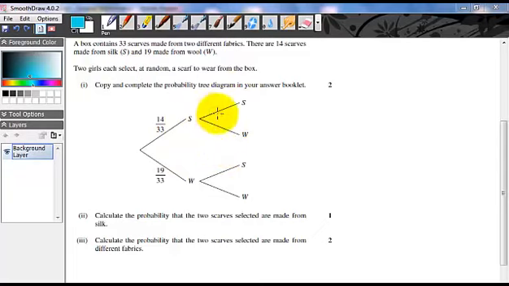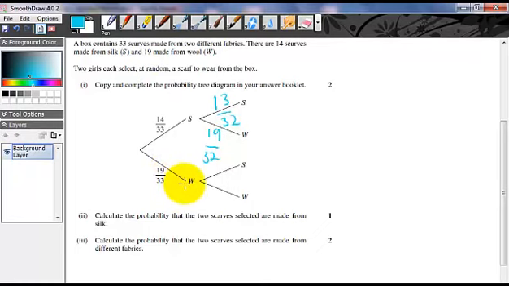So let's see if we can do this now. This one should be, like I said, 13 out of 32 because you've already selected one, right? So there's 13 scarves left. This one should be, as we said, 19 out of 32. Make sense? Yeah. All right, here we go.